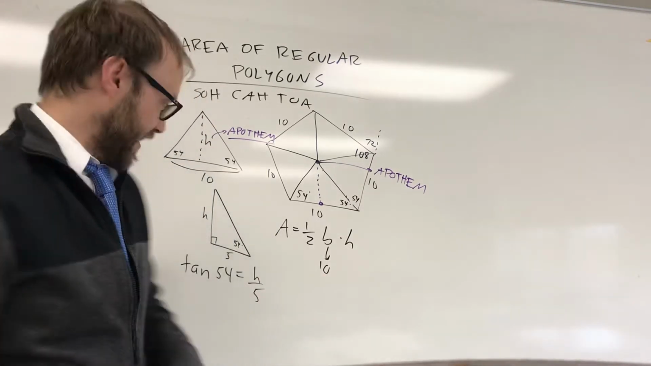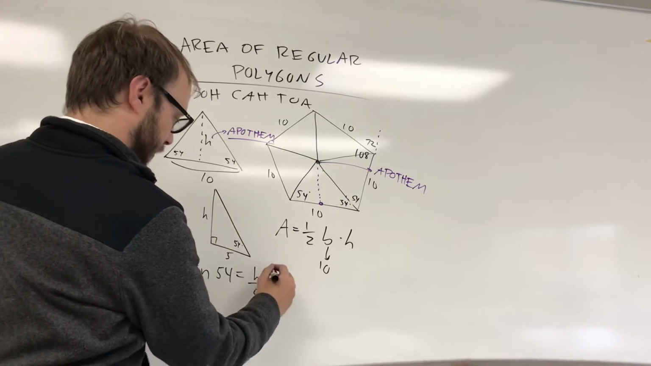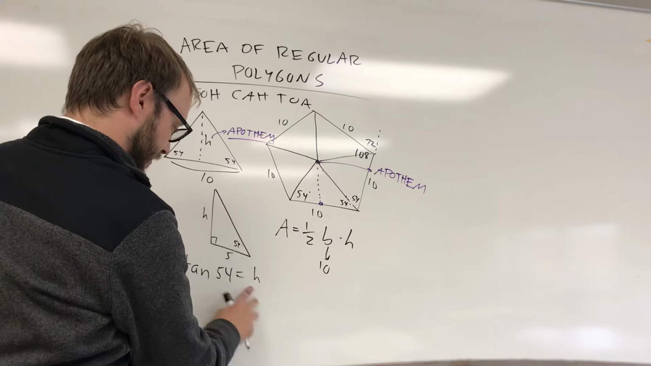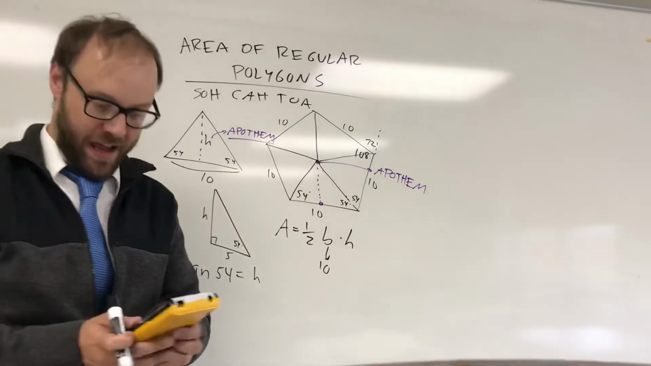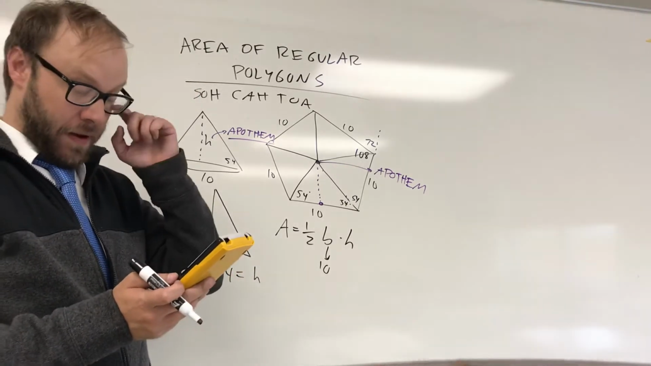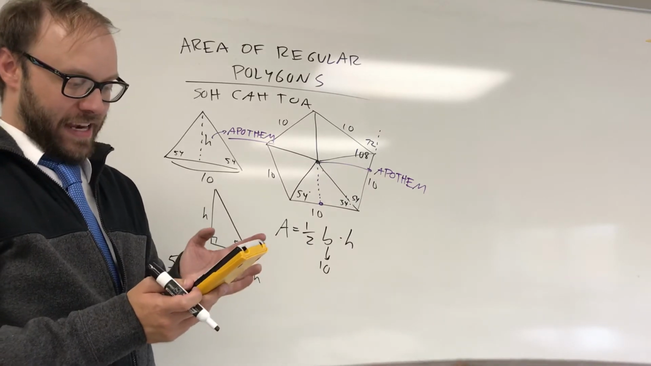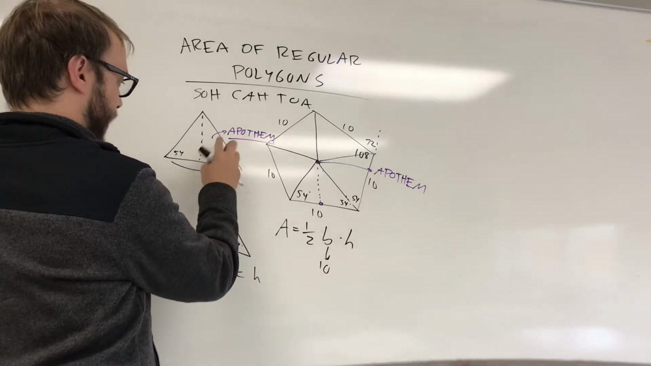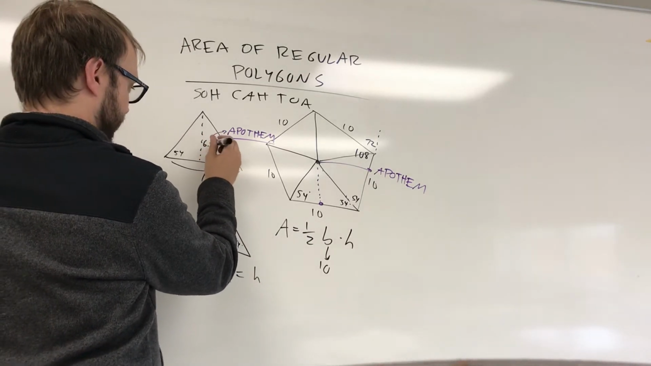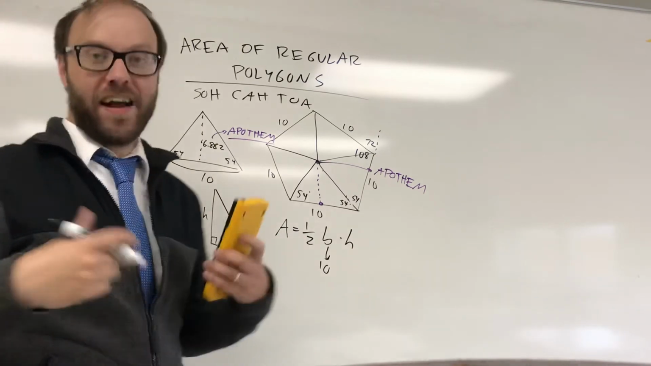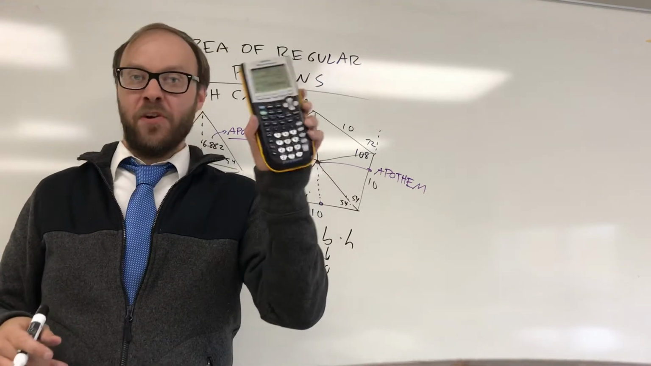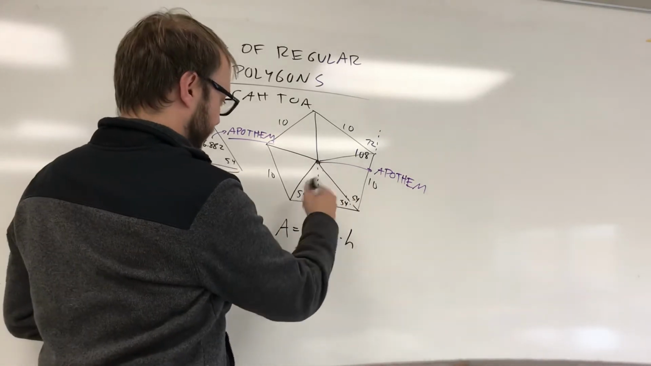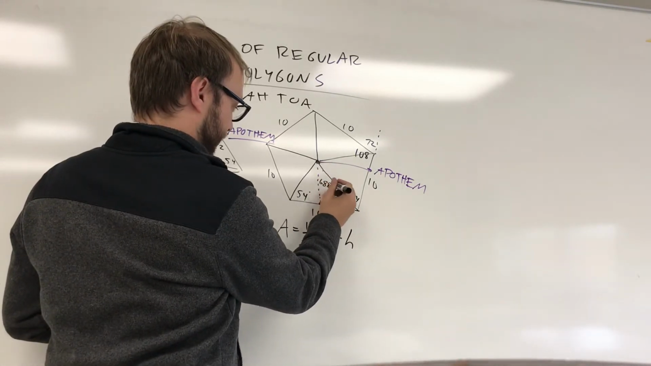If I want to solve for h here, which is what I'm trying to accomplish, I can multiply both sides by 5. So I really just need to find 5 times the tangent of 54, and that's going to give me my height. So I'll put that in my calculator, 5 times the tangent of 54, and I end up with about 6.882. I would go to probably at least 3 decimal places. 6.882 is approximately my apothem length. And in fact, if you can keep it in your calculator, that's even better.